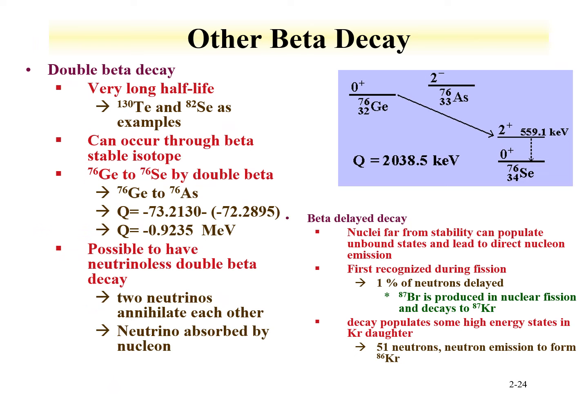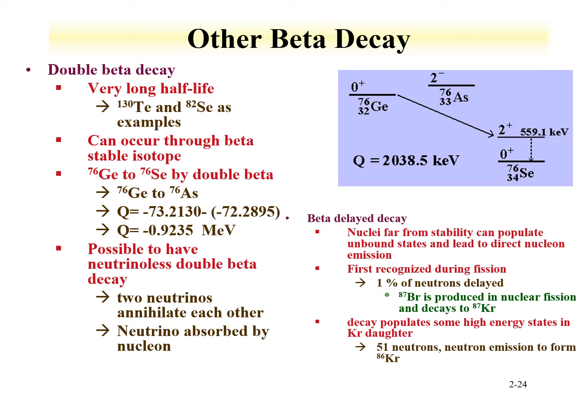In closing out beta decay, we'll add one more beta decay method, the double beta decay. In this case, an isotope will emit two beta particles simultaneously during its decay. These tend to have very long half-lives. Examples are listed here: tellurium-130, selenium-82, germanium-76, and molybdenum-100 also goes through this route.